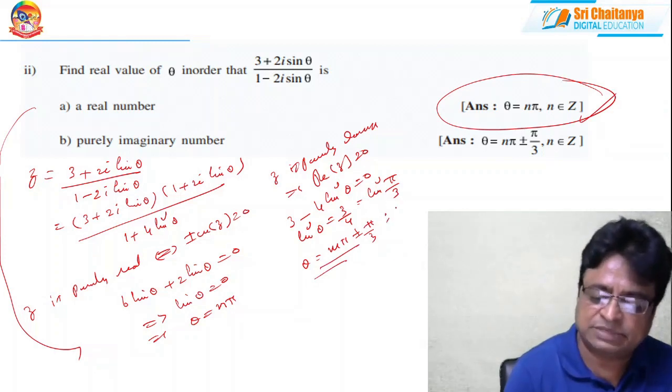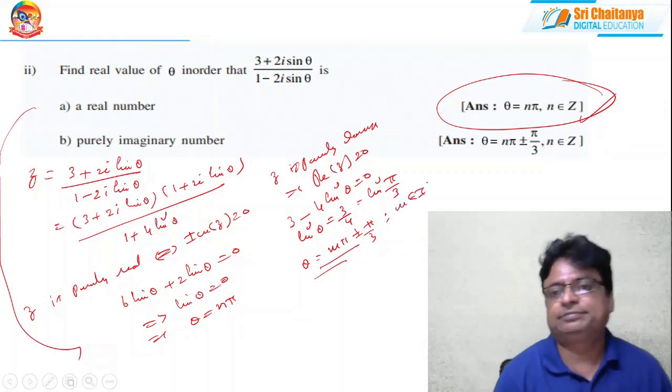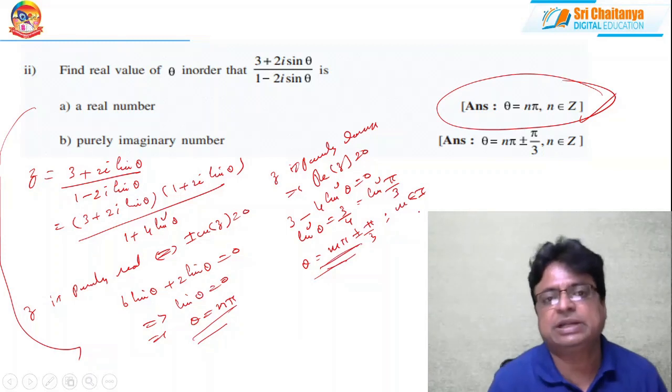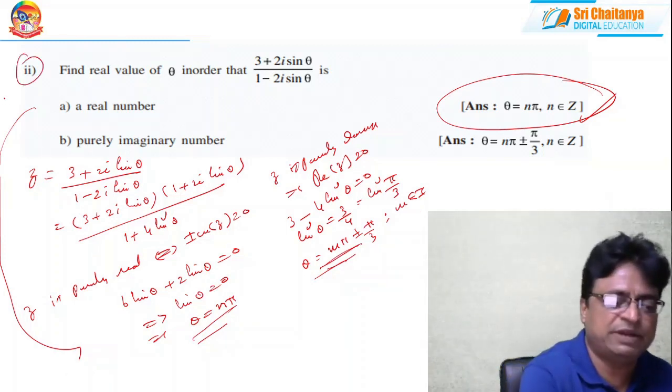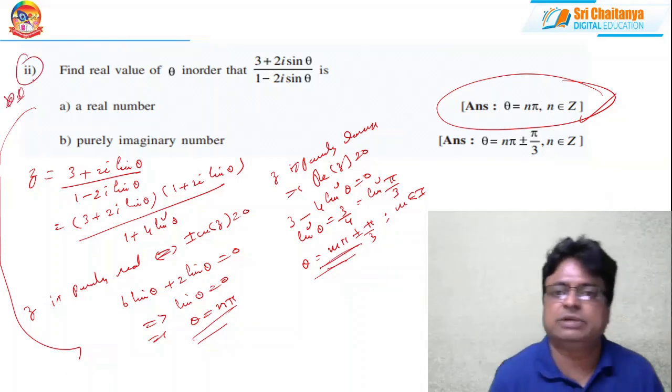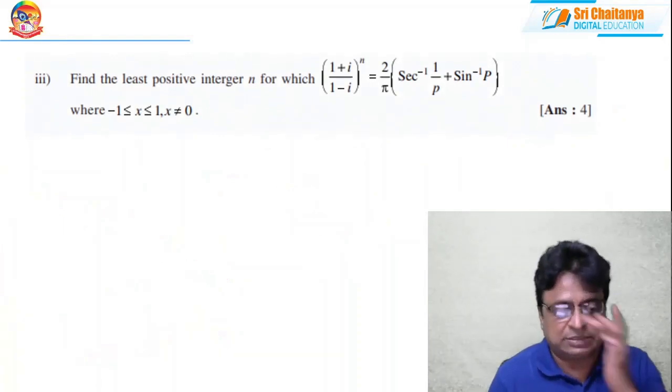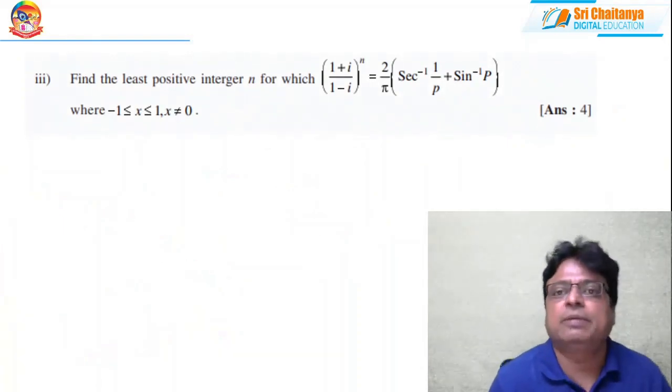So sometimes it is very easy for you. So one is theta equal to n pi for purely real, and theta equal to m pi plus or minus pi by 3 for purely imaginary. And this model is very, very important for all competitive examinations, even for board examinations also.